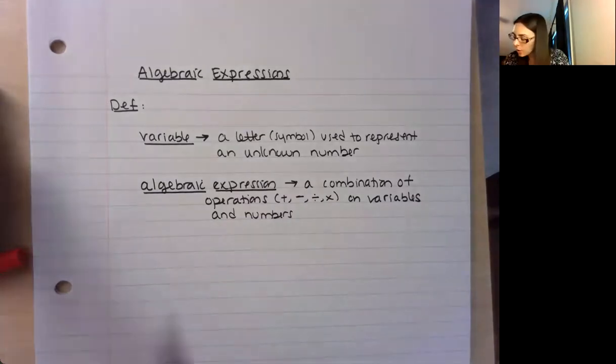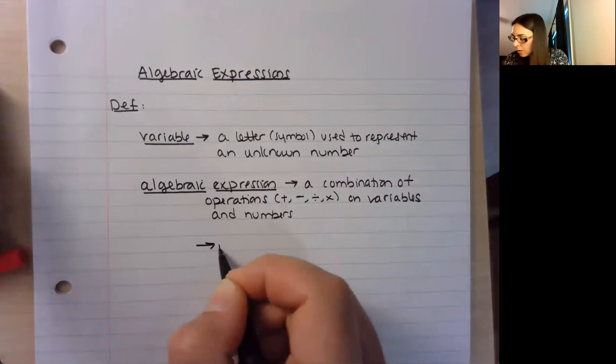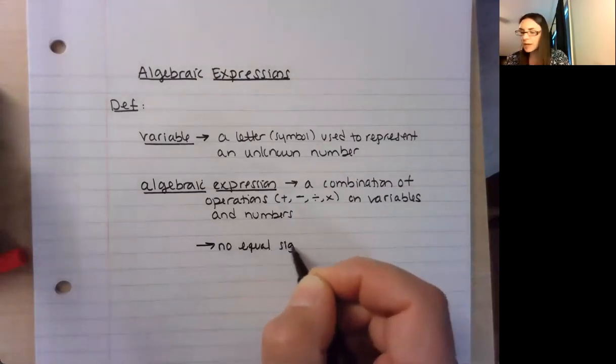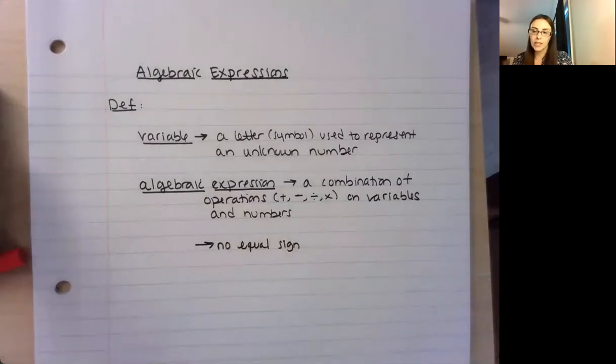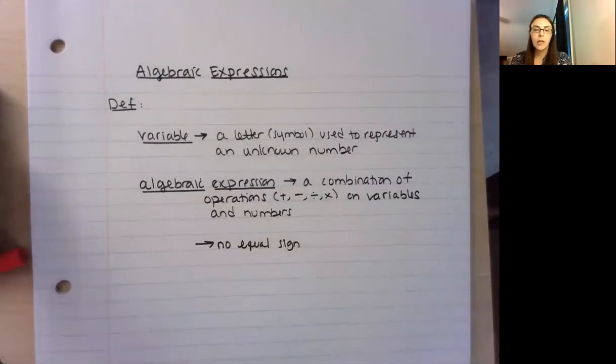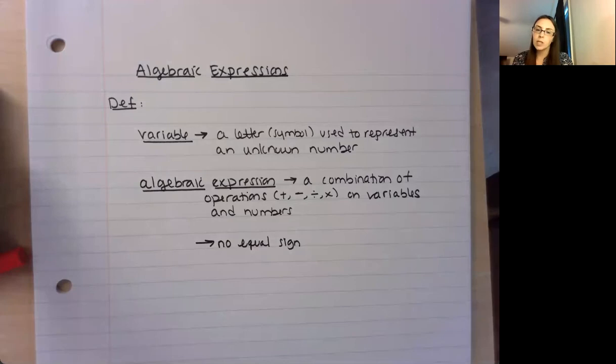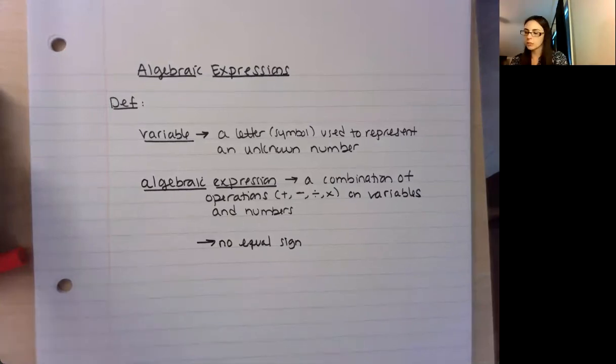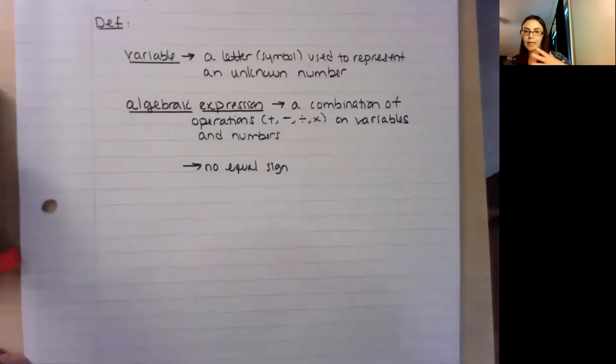One thing you do want to note though is that there is no really equal sign in an expression. We're not solving here to get like an equation. We'll see that in a little bit. But it's really just a combination of operations on variables and numbers. And these can also include grouping symbols. Exponents are fine too. But no equal signs really, unless you're plugging in and solving some values.